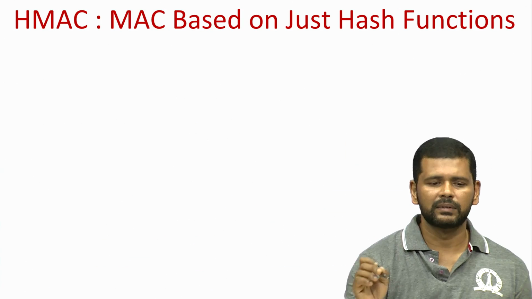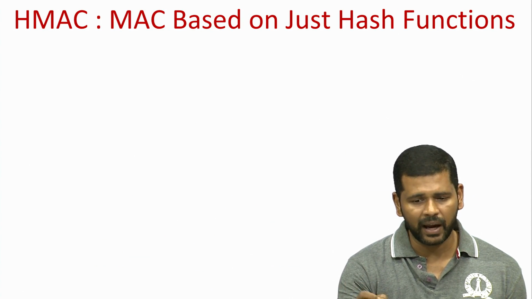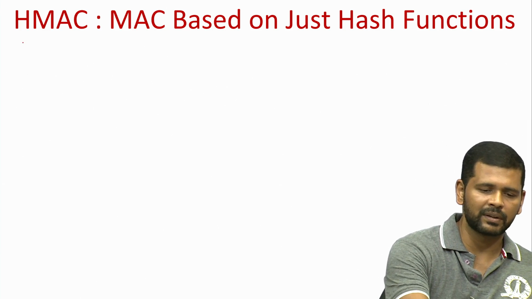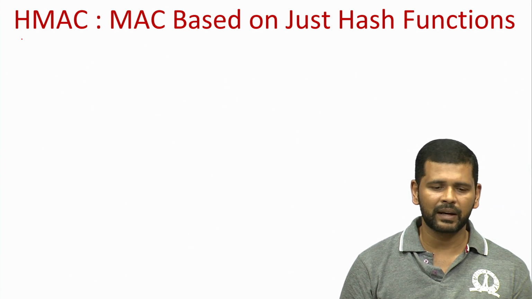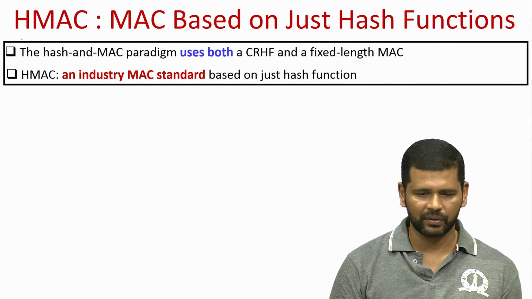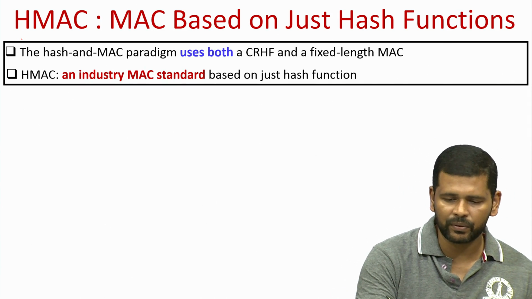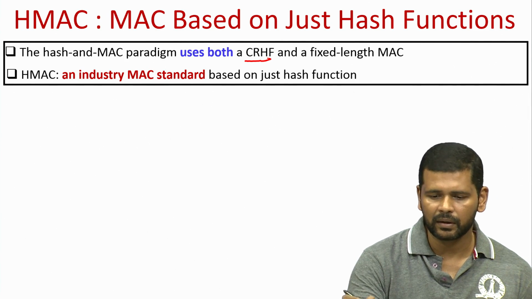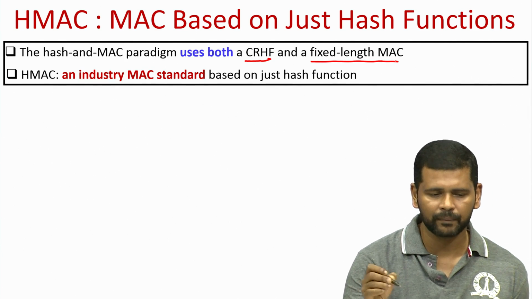So, now we have a generic paradigm, namely the hash and then MAC paradigm. What we will do is see an instantiation of this paradigm which we call HMAC. The motivation of this HMAC construction is that we want to create a MAC which is based just on hash functions. If you see the hash and MAC paradigm, it uses two cryptographic primitives, namely a cryptographic collision resistant hash function as well as a fixed length MAC.